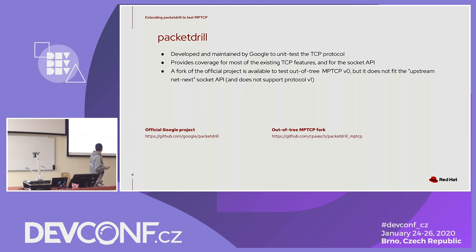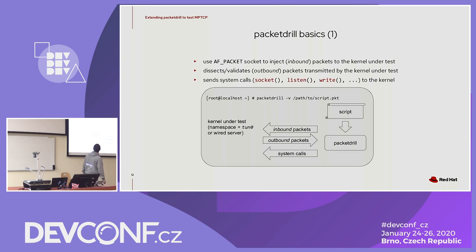With Packetdrill, there is already an out-of-tree fork of the project that is meant to do the unit testing for the out-of-tree module. We cannot use that tree at all for the MPTCP net-next because the socket API is different. And moreover, that one does not support v1 yet. Probably it will not support v1 at all because we are trying to make this work for both versions, out-of-tree and in-tree.